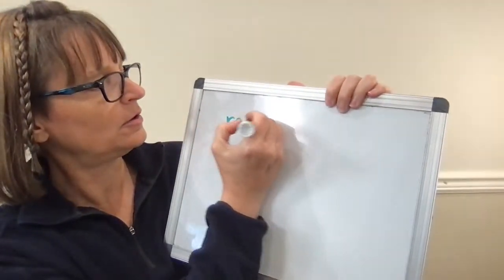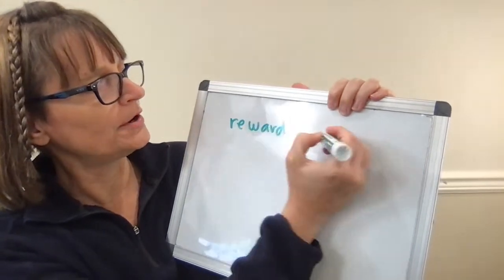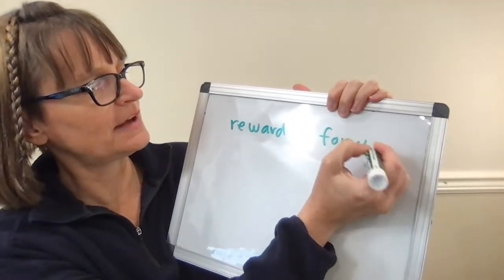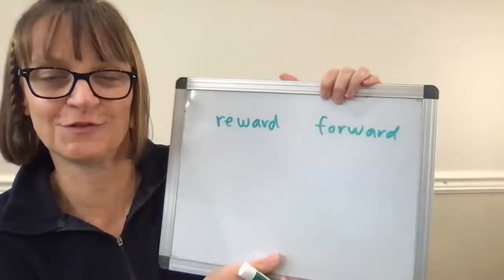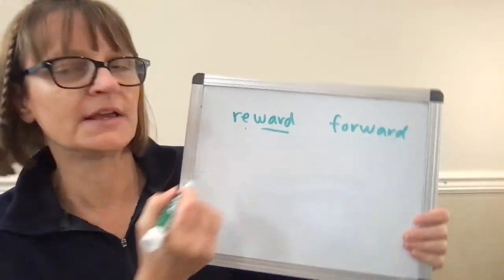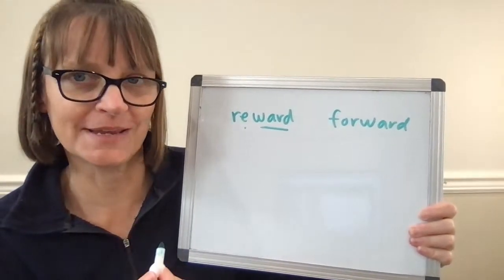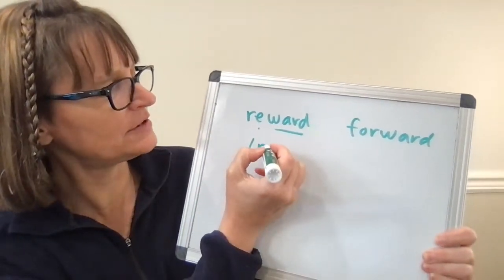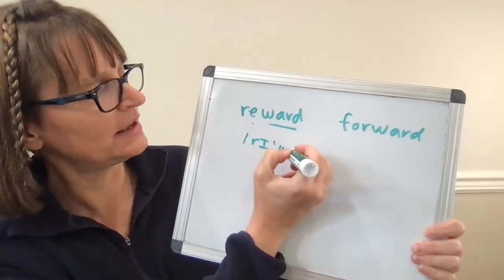Okay, and we have a question about the words reward and forward. So for reward, even though these have similar spelling, the last four letters are the same, in reward, the ward is stressed. So my RE is not going to say re, it's going to say more of a R sound. You'll see that like this in the dictionary.